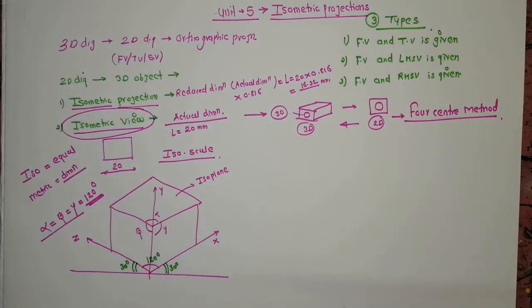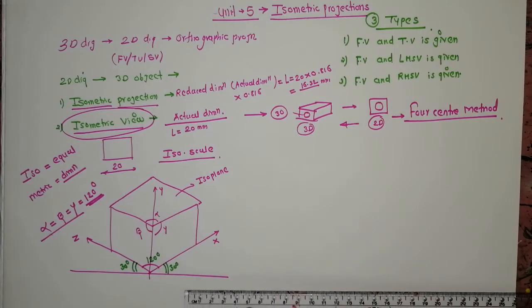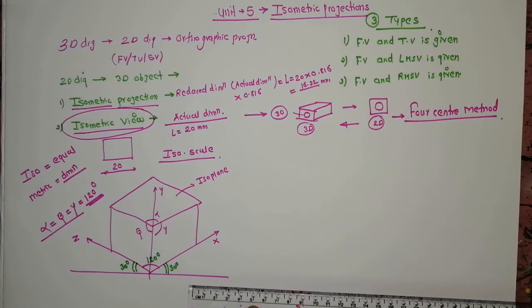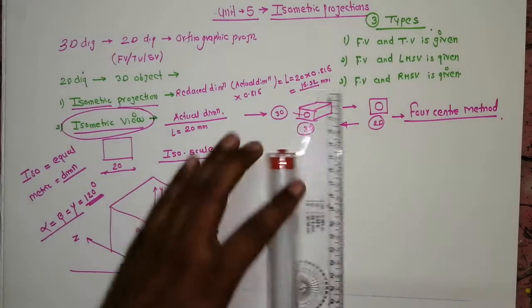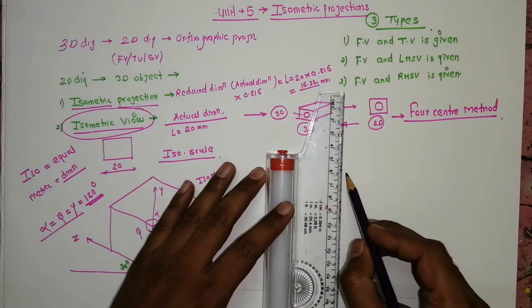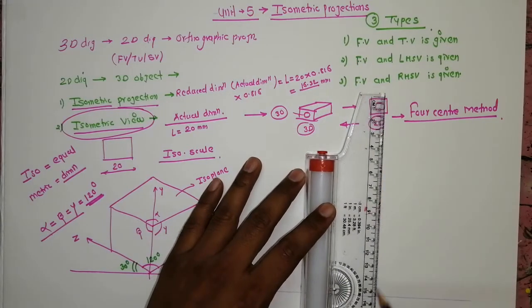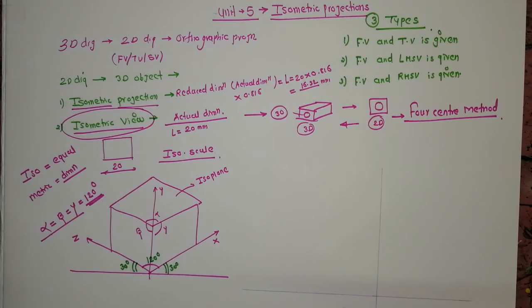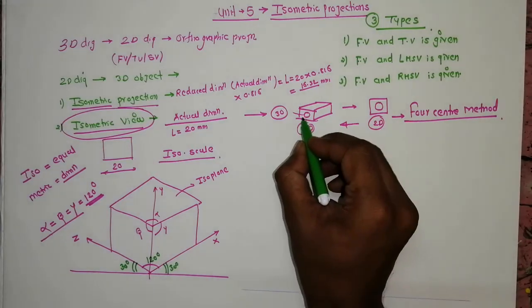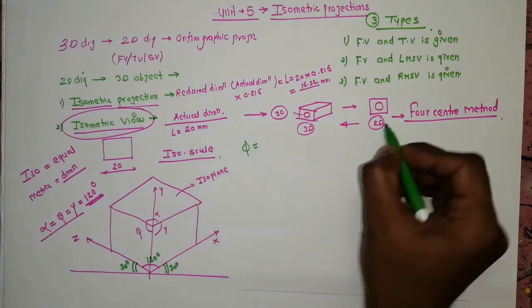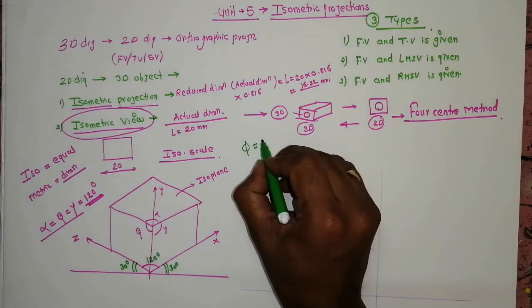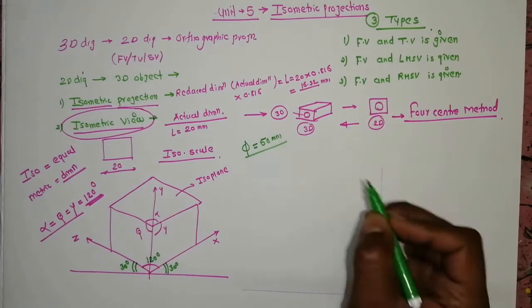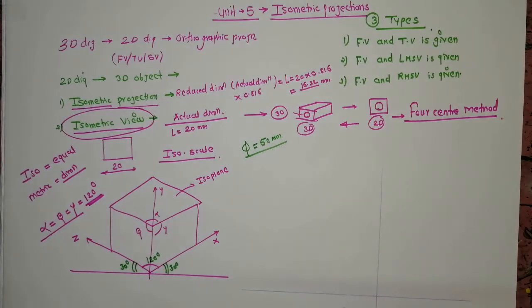Okay, so for this the method is what we will construct. First you draw the horizontal and vertical axis. Okay, horizontal axis. Now let us consider the diameter of this circle. We have to construct the diameter. Here the diameter is given in two-dimensional drawings, suppose 50 mm. Okay, and we have to draw that 50 mm circle in isometric view. Okay, so how to construct this?